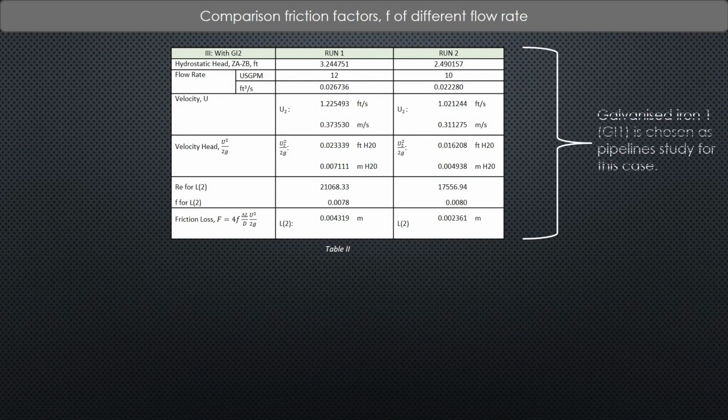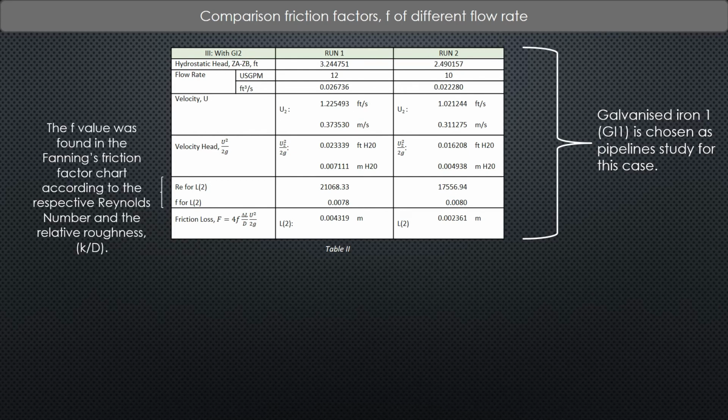For Table 2, the chosen pipeline is galvanized iron 1. This is because if the stainless steel one is used, the reading might not be read, as for the first experiment, the value of reading was already small. It might not show so much difference in values as the reading range is so limited. To avoid this from happening, galvanized iron 1 is preferred. The flow rates used are 12 US gallons per minute and 10 US gallons per minute.